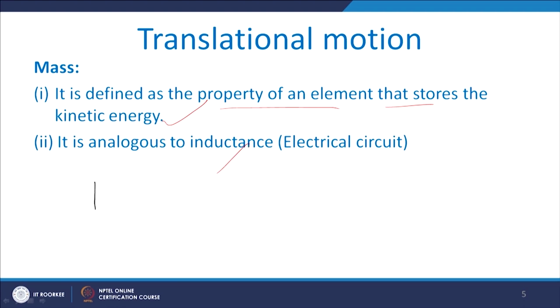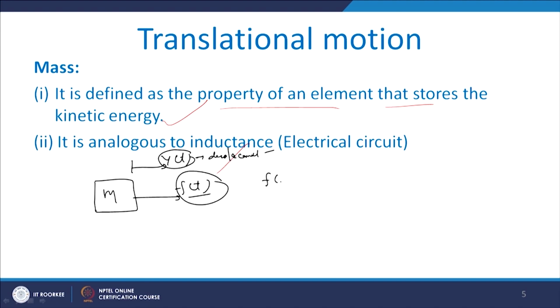So how do you represent it mathematically? Here I am showing a mass m, with force F(t) and output y(t), where y(t) is the displacement. So F(t) equals m times a(t), that is F = ma, a standard expression you might have studied in physics, where a(t) is the acceleration. Writing the acceleration in terms of displacement and velocity, F(t) = m d²y(t)/dt², which is equal to m dv(t)/dt, where y is the displacement and v is the velocity.